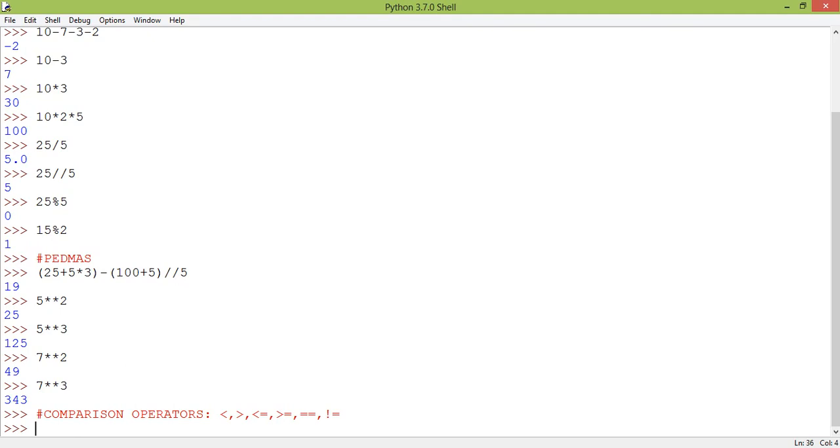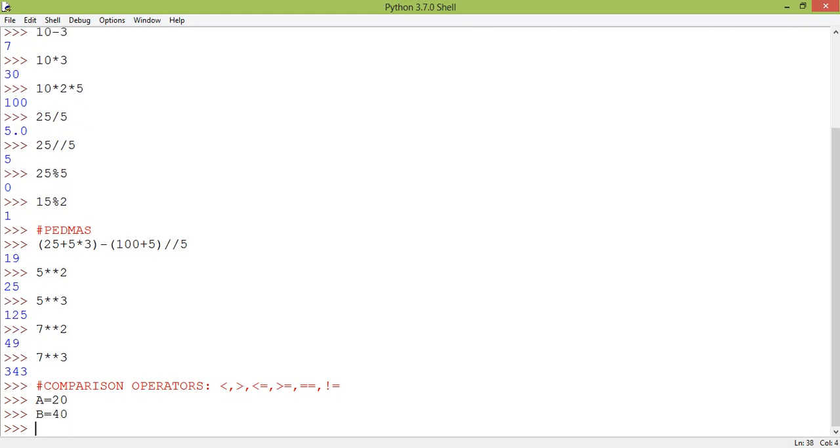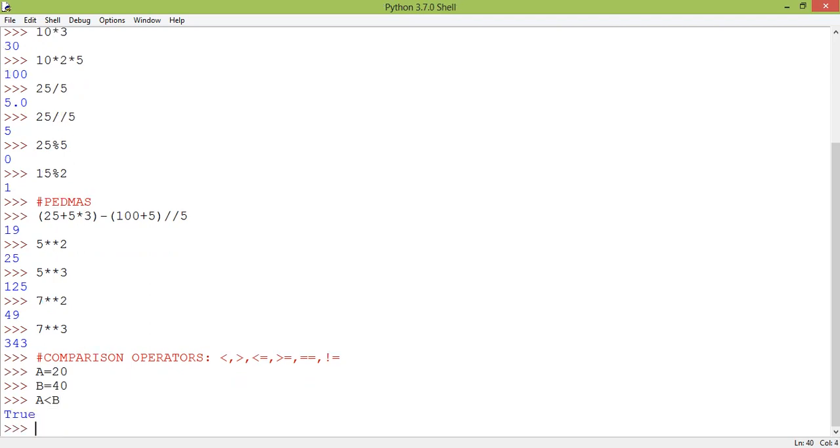Now suppose if I assign some value to a, suppose if I write a is equals to 20 and b is equals to 40. Now we will make use of every comparison operators here. Suppose if I write a is less than b, which is true, so we will get the output as true.